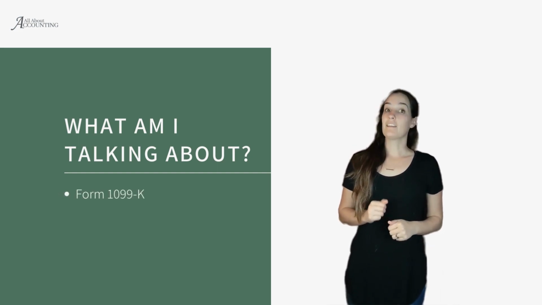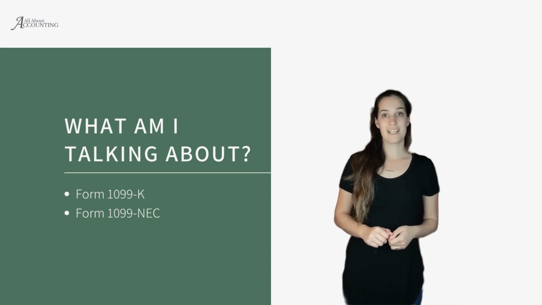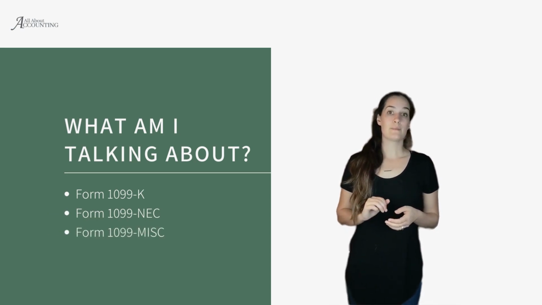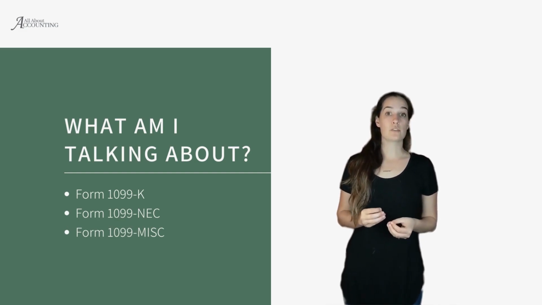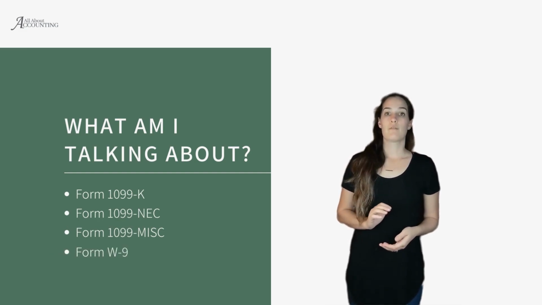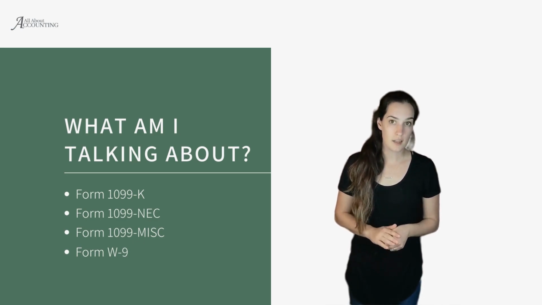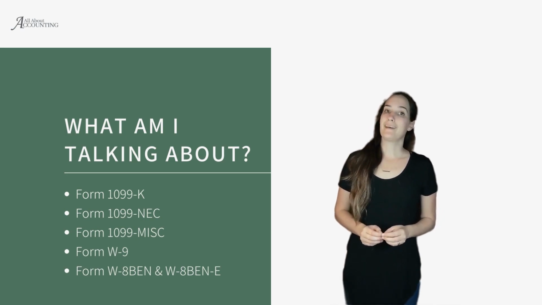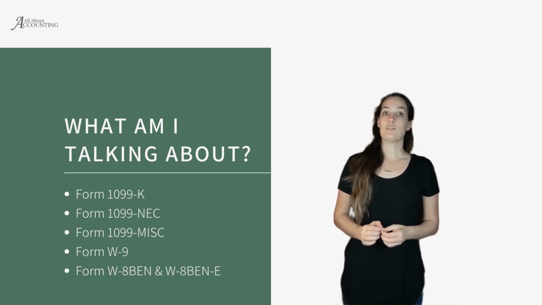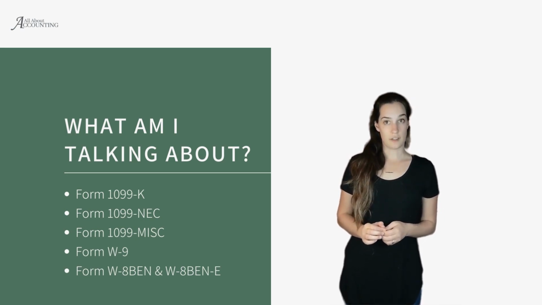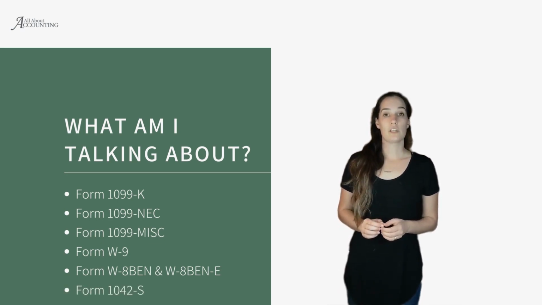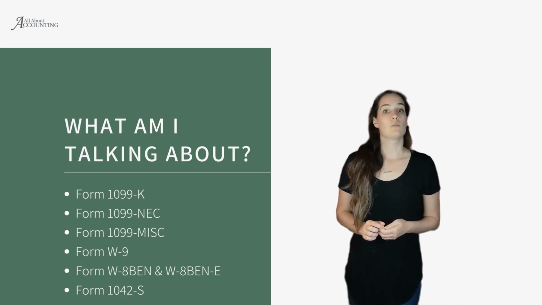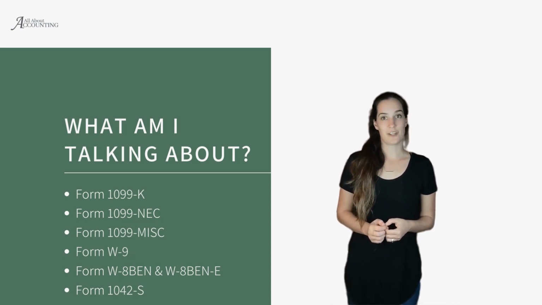Form 1099-K that you will receive, Form 1099-NEC that you may receive and may need to issue, Form 1099-Miscellaneous that most of you probably won't see, Form W-9 that you will want to collect and might need to fill out, Form W-8BEN and W-8BEN-E that you might need a non-US contractor to fill out, and Form 1042-S that you may need to issue to your foreign workers. We'll dive into each of these and how they relate to each other.